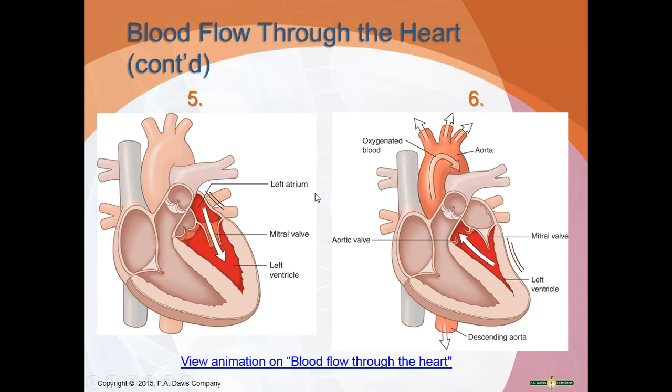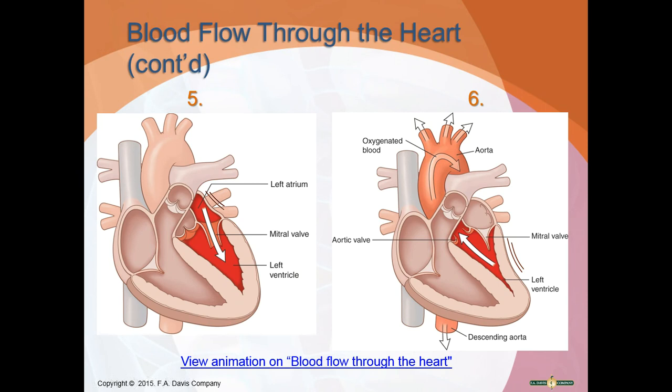So again, this is now oxygenated blood. It goes through the left atrium, through the mitral valve, through the left ventricle, through the aorta, to every part of the body. So these two pictures show here it goes from the left atrium to the left ventricle, and here it shows it's going from the left ventricle through the aorta and then all over the body. So please look at the animation on the blood through the heart. And also review pages 278 and 279.